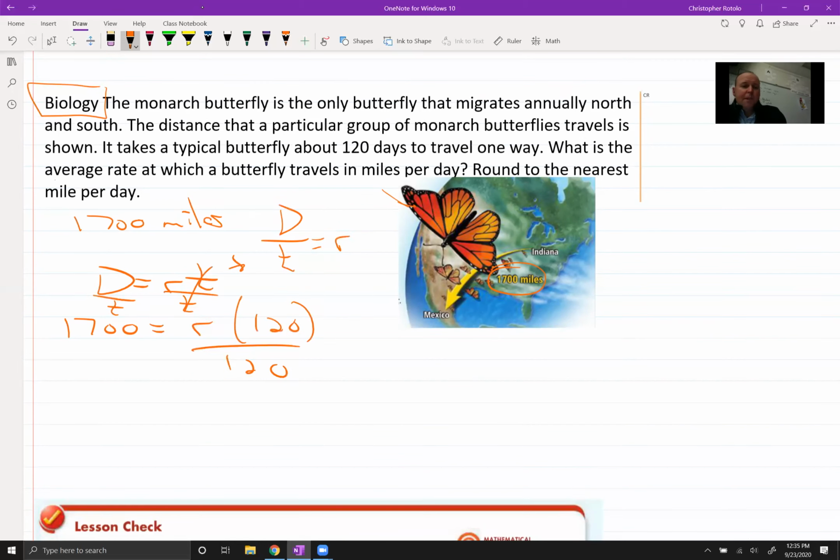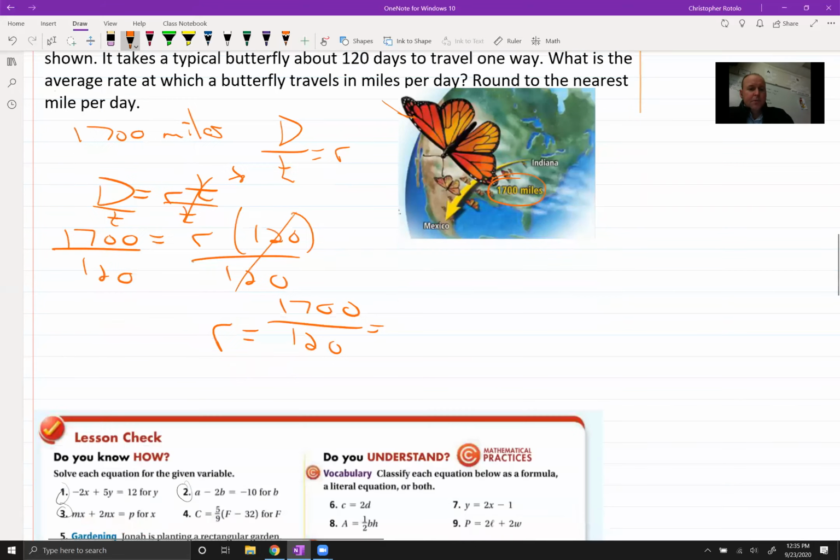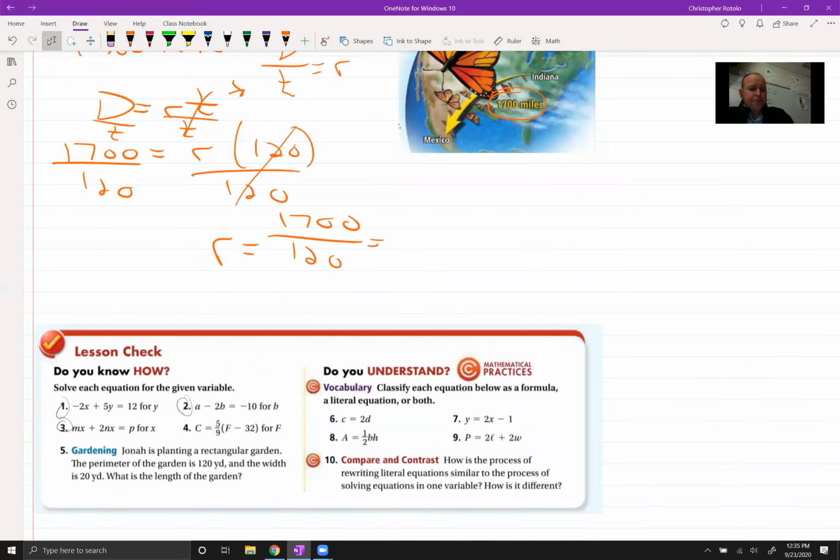So when it's an application like this one, we can do it early or we can do it late. It doesn't matter. We just need to solve for the final answer. So the rate is 1,700 divided by 120. So we'll find out how many miles per day that little butterfly is going to go. Make sure you get that final calculation.